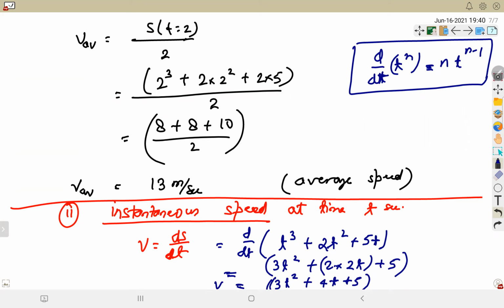Here we have to find at time t is equal to 2 seconds. So we will substitute t as 2 in this equation. So 12 plus 8 plus 5, 25 meter per second. इंस्टेंटेनियस स्पीड के लिए डिफरेंशिएट करेंगे, एवरेज स्पीड के लिए टोटल डिस्टेंस डिवाइड बाय टोटल टाइम. फाइन.